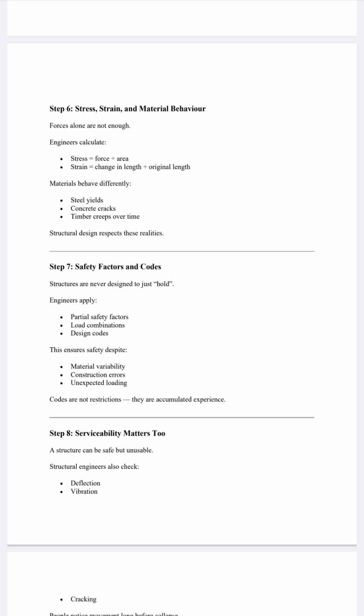And step 7, safety factors and codes. Structures are never designed to just hold. Engineers apply partial safety factors, load combinations, design codes. This ensures safety despite material variability, construction errors, unexpected loading. Codes are not restrictions, they are accumulated experience.